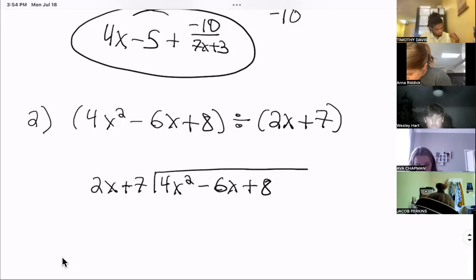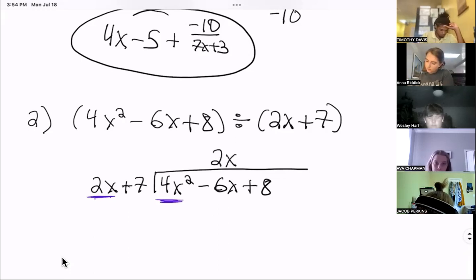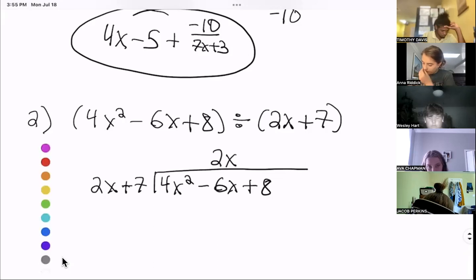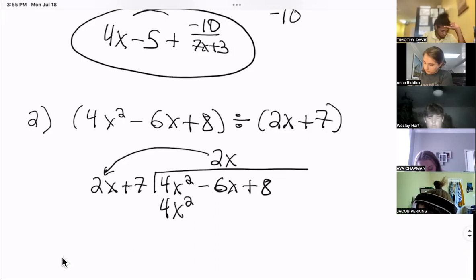All right, we need to match that. We have that. What do I multiply 2x by to get 4x squared? First, I need a 2. 2 times 2 is 4, and I need another x, because 2x times 2x will give me my 4x squared. Okay, now we're going to distribute 2x times 2x, 4x squared, because we made it that way. And then distribute 2x times 7, 14x.